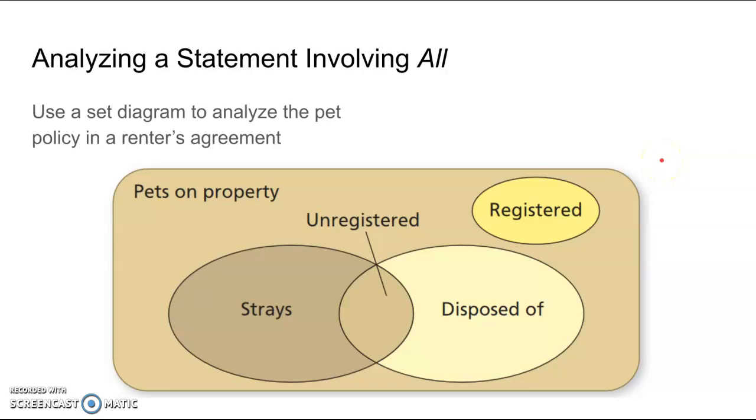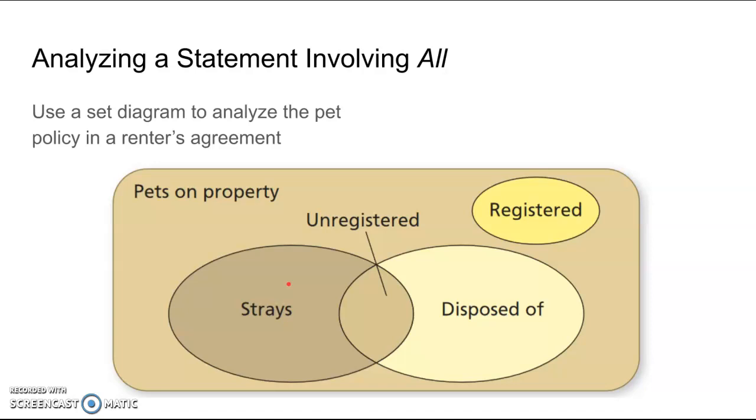So notice they have the universal set, which is pets on the property. Now I don't really like how they did this one, but I'll explain that on the next screen where I changed it. So they're saying pets on property, and they have this group here of strays. This whole group is strays, and they also have this group that is disposed of. So to me, this means you've got this large group of strays right here that are not going to be disposed of because they're not caught, basically.